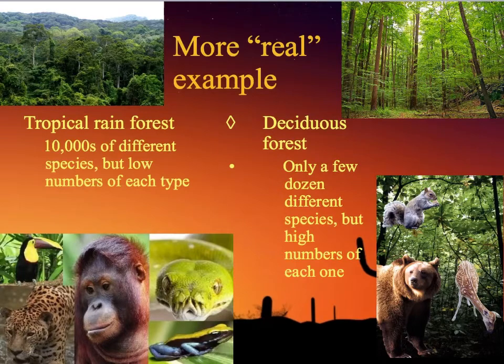And now let's do a little more real example here within 2 different biomes. In the tropical rainforest, there are tons of different species, 10,000 different species that we know of. But there are relatively low numbers of each of these types. Then we have the deciduous forest here, with only a few dozen different species, but very high numbers of each one of those species. So in this case, we would say the tropical rainforest is far more rich than the deciduous forest, even though it has fewer numbers of each of the species.